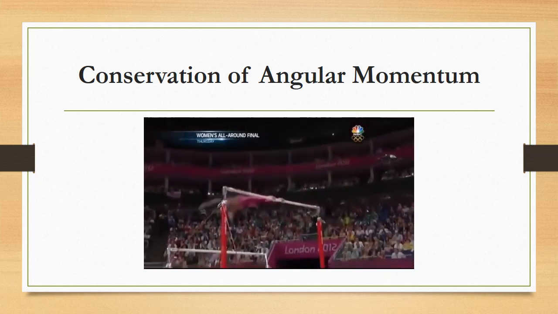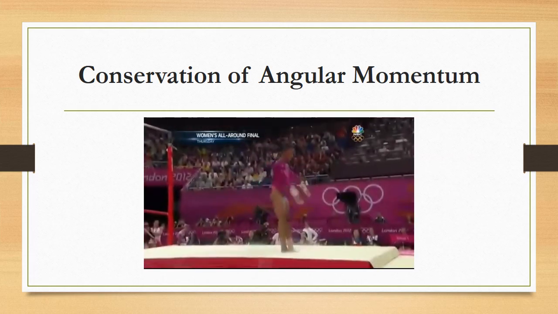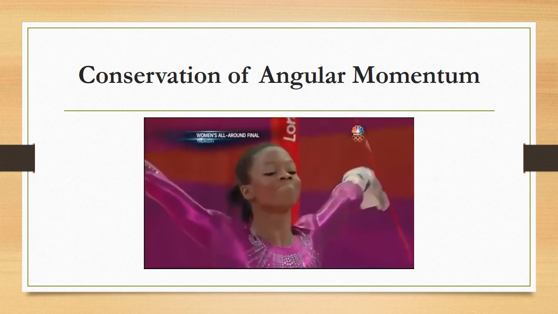The question is, this score, 15.733. Question is, this score, 15.733. Okay, the dismount is the part I really want to focus on here.